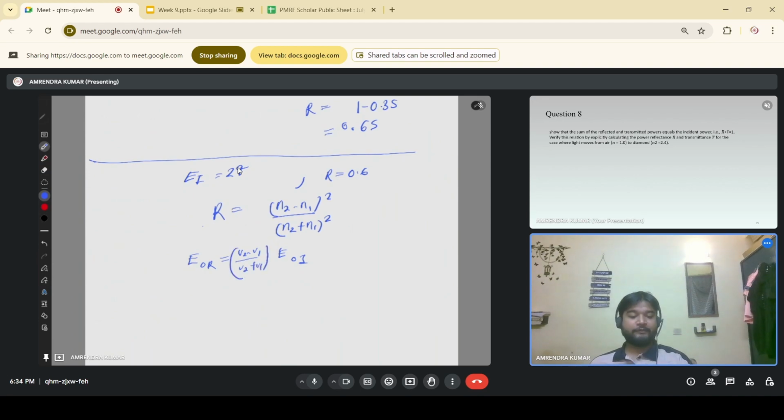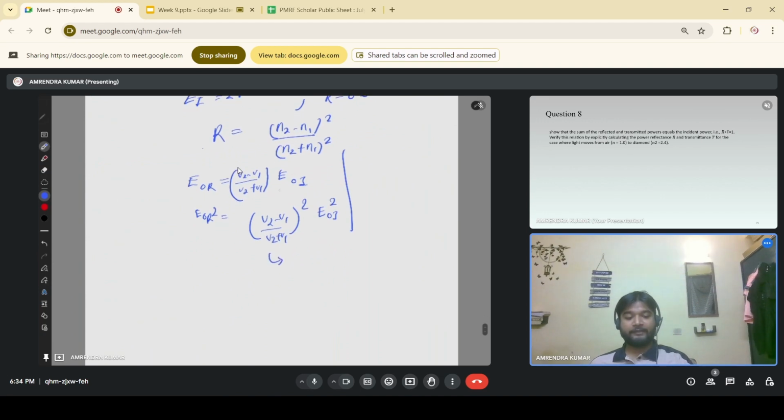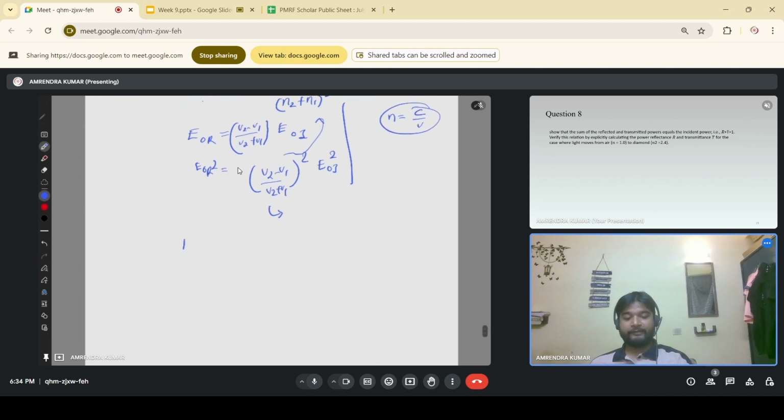So this was that. But if you take the square of both sides, V2 minus V1 squared, square both sides. But this is the reflection coefficient that can be written like this with the substitution, and so we know that we can directly write it like this: (n1 minus n2) whole squared over (n1 plus n2) whole squared.